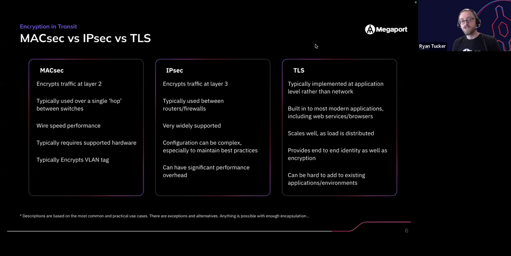IPsec, super common, basically a layer 3 sort of encryption. So at the network layer, typically between IP endpoints, typically between a firewall or a router or those types of network appliances. It's super widely supported. It's very, very common. All of the cloud providers have IPsec-based VPN services. You know, it's definitely the most common type of VPN in this context. Almost every type of device supports it, every type of router or firewall.